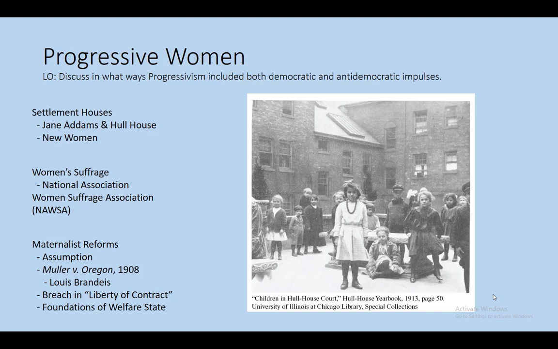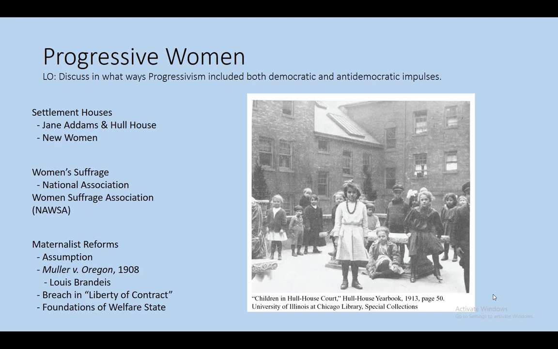Jane Addams founded Hull House in Chicago, which was a settlement house. Settlement houses were usually run by women, and they were devoted to improving the lives of the immigrant poor. And so these women, there were hundreds of them throughout the country. Hull House is the most famous.